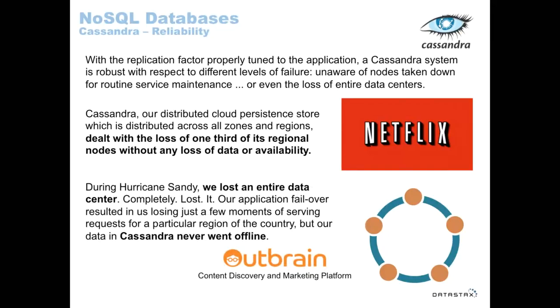There's a company called Outbrain, a content discovery and marketing platform, that lost an entire data center during Hurricane Sandy. The application failover resulted in us losing a few minutes of serving requests for a particular region of the country, but our data in Cassandra never went offline. And that's what Cassandra is designed for.